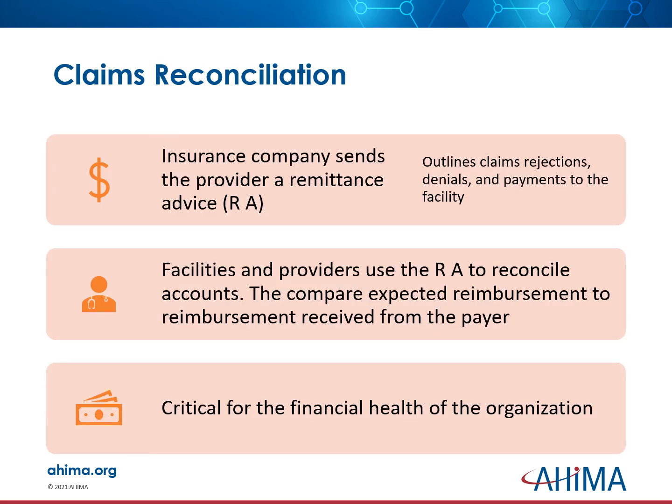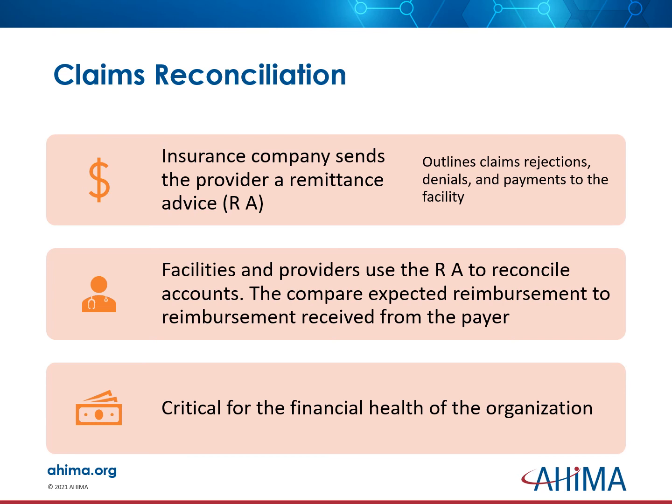Next in our back-end process is claims reconciliation. After the claim is adjudicated by the third-party payer, or remember, this is our insurance company, an RA, or remittance advice, will be electronically returned to the provider. This advice form provides us with rejections, denials, and all payments to our facility.